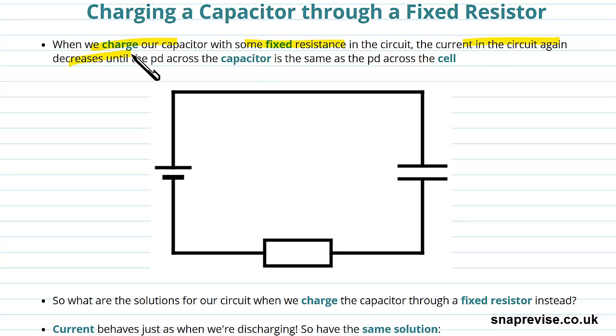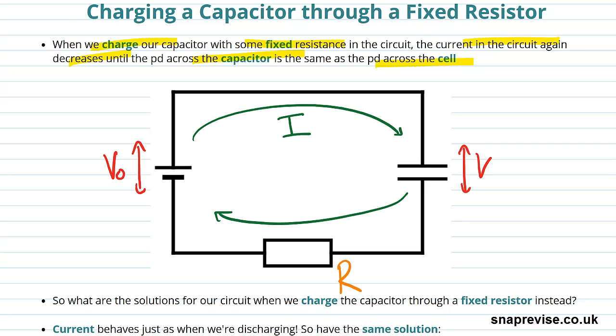circuit again decreases until the potential difference across the capacitor is the same as the PD across the cell. Why is that? Well, we know that we've got this fixed potential difference across our cell here. That's going to make a current flow in our circuit. As that current flows, we're going to build up charge on this capacitor, and that's going to cause a potential difference to form across our capacitor.